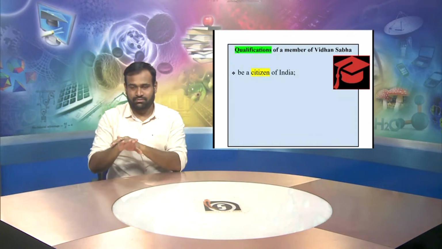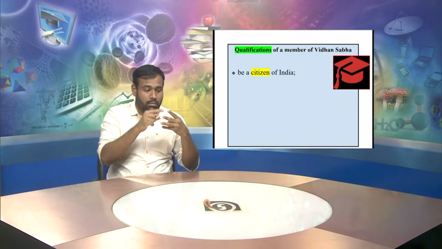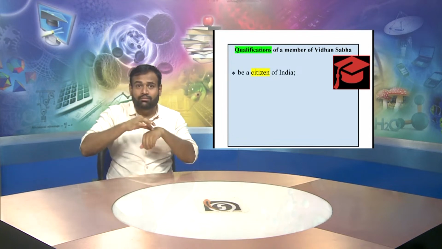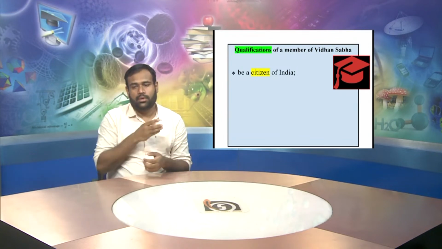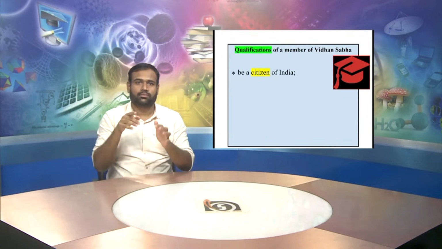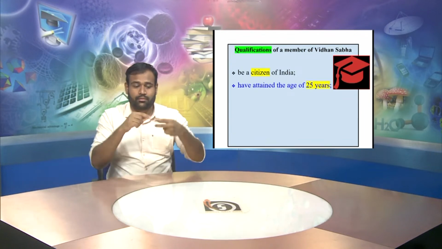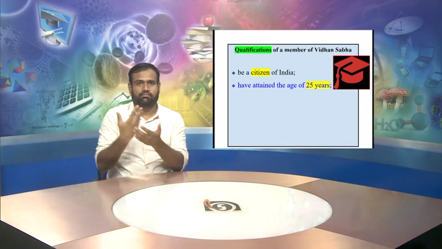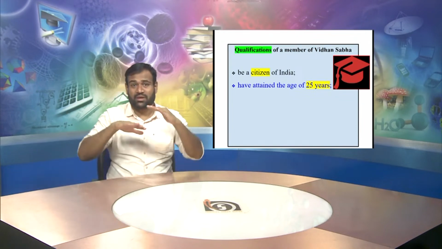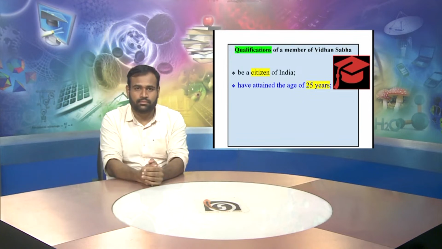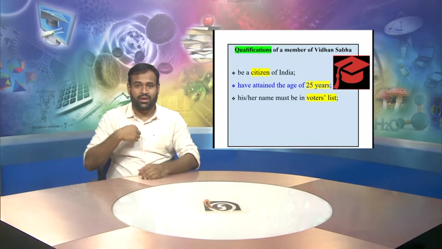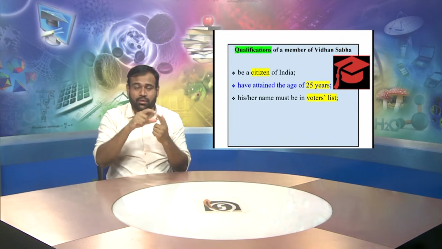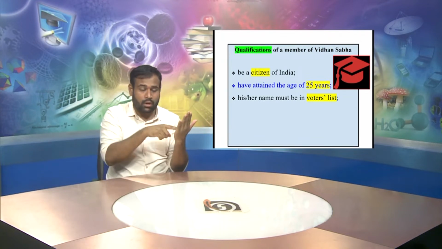Let us now understand the qualification of a member of Vidhan Sabha. There are certain qualifications which are required to be a member of Vidhan Sabha. The first important requirement is to be a citizen of India. The next important eligibility condition is the candidate should have attained the age of 25 years. And the third eligibility is the candidate's name must be in the voters list.